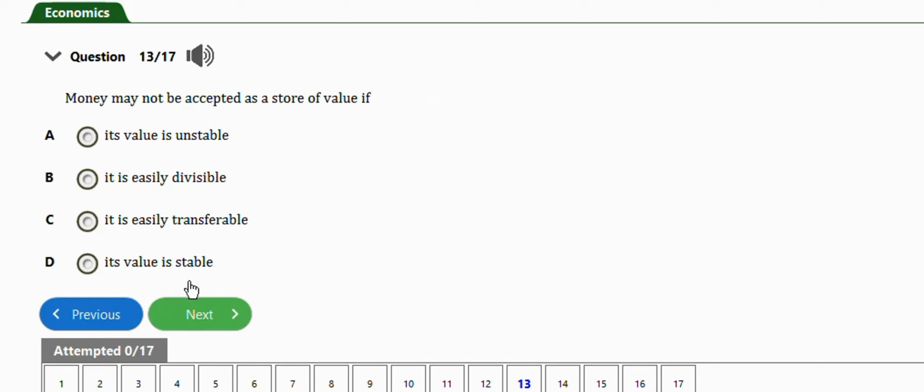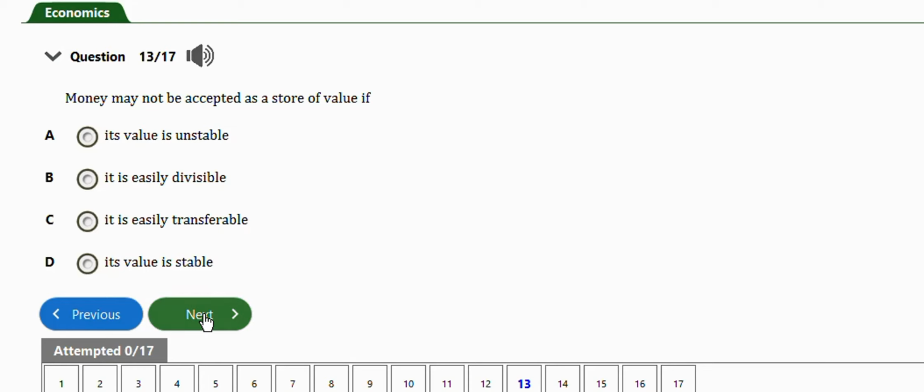Next question is this one. It says money may not be accepted as a store of value if its value is unstable, it is easily divisible, it is easily transferable, its value is stable. So money may not be acceptable as a store of value if its value is unstable. Option A.